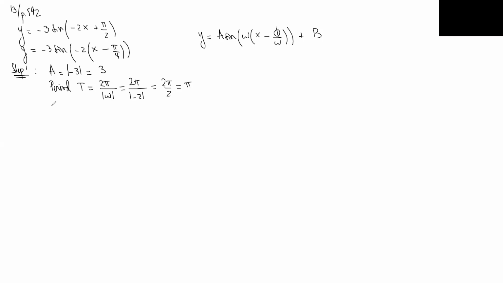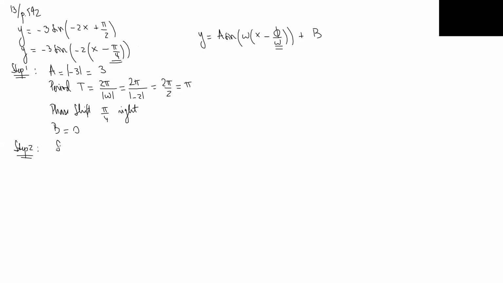Then we also look for the phase shift, and just by comparing these two, we can see that the phase shift is pi over 4 to the right. And then we look for a vertical shift b, but we see there is no b, so b is 0. So that was step number 1. For step number 2, we'll decide to graph just one full cycle.